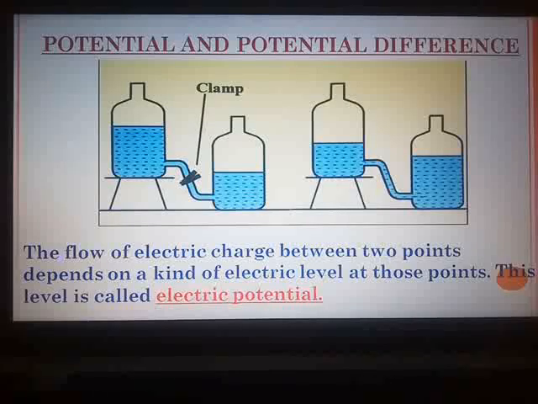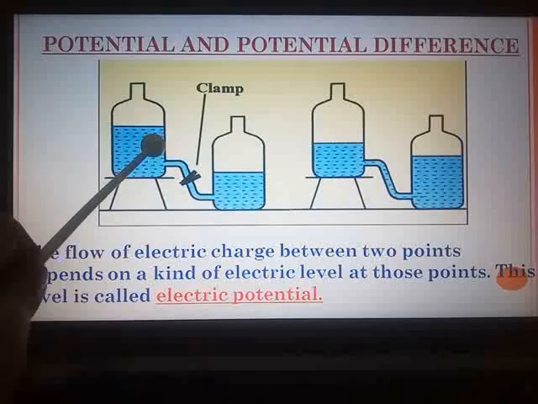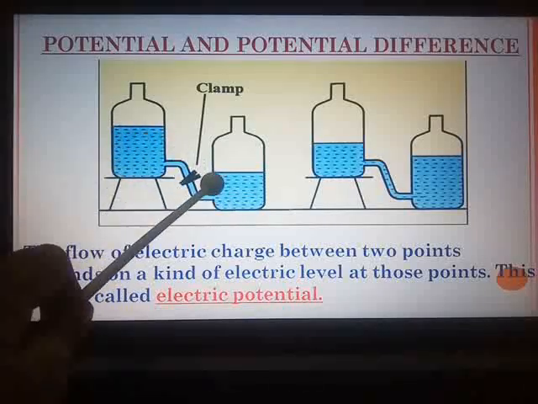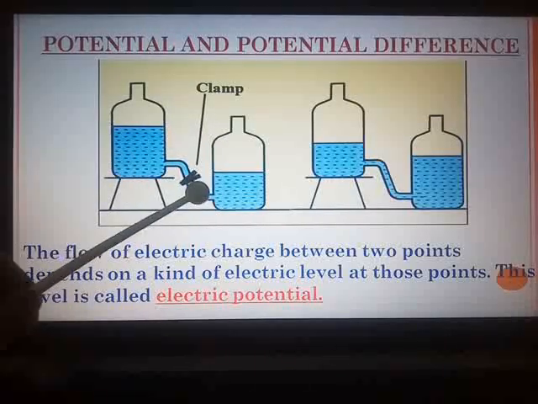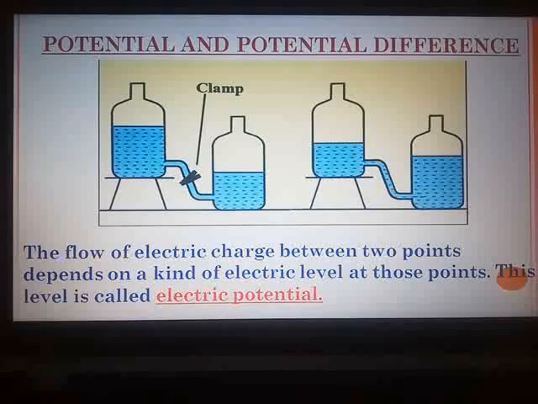What will you observe? What will happen when the clamp is removed? You will immediately see that the water will start flowing from the first plastic bottle to the other one, which is at a lower height. See, one is kept at a higher height and the other one is at a lower height than the first one. And does the water stop flowing? And if it stops flowing, when and why?